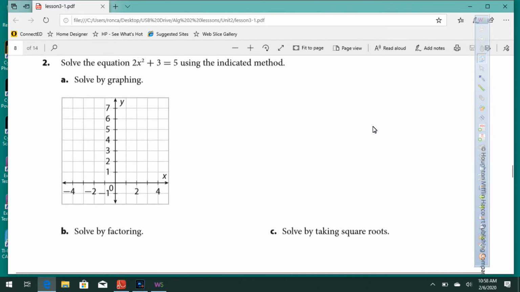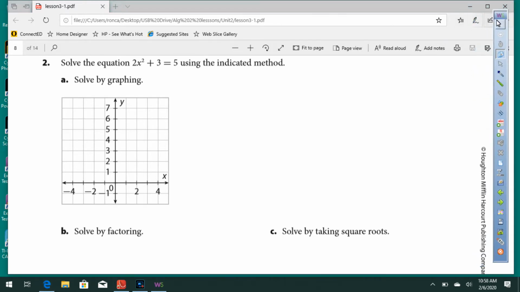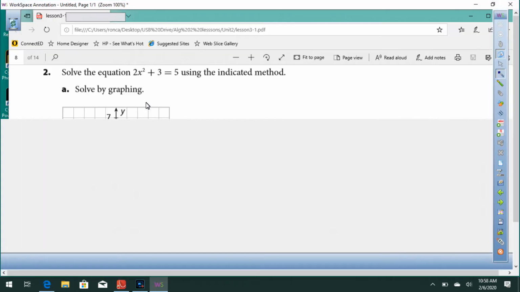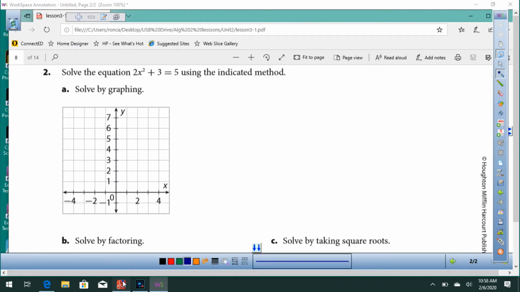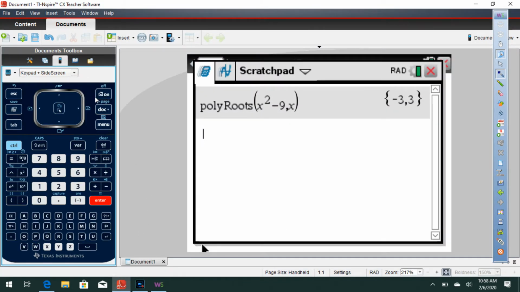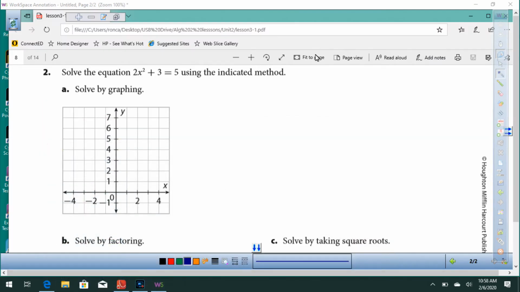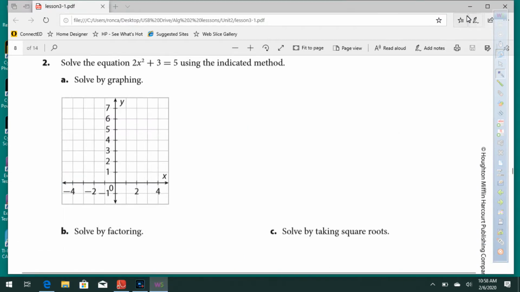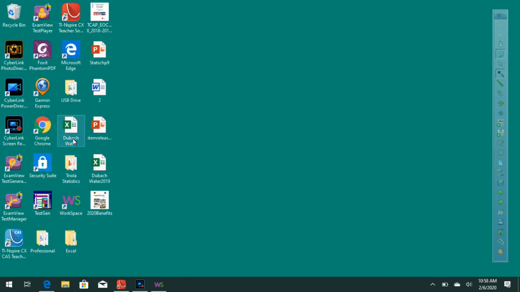Let's try number 2. It says solve the equation 2x squared plus 3 equals 5 using the indicated method. Solve by graphing. Let's try a graphing calculator again. If you don't have a graphing calculator at home, I'll show you one real quick.